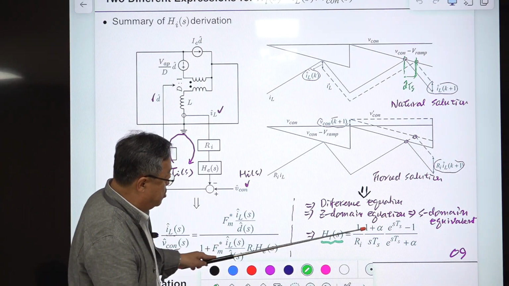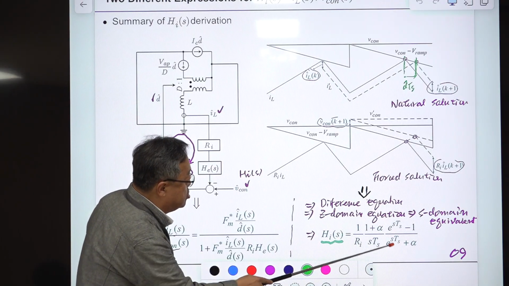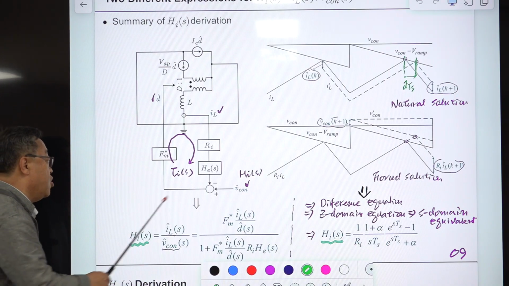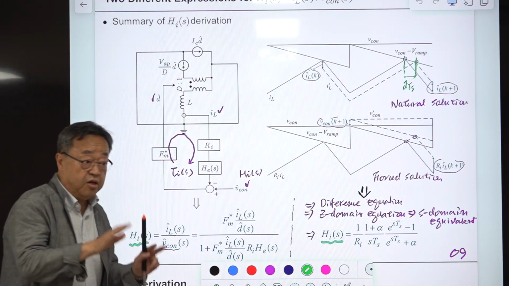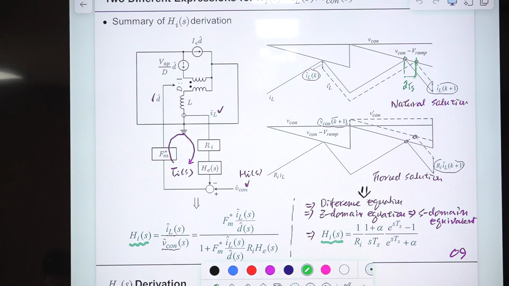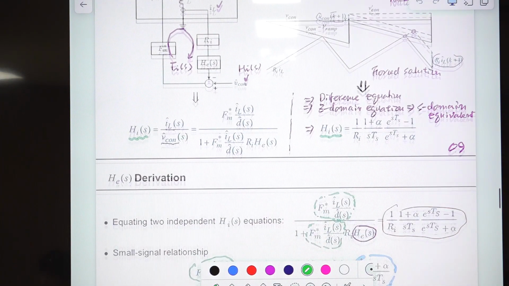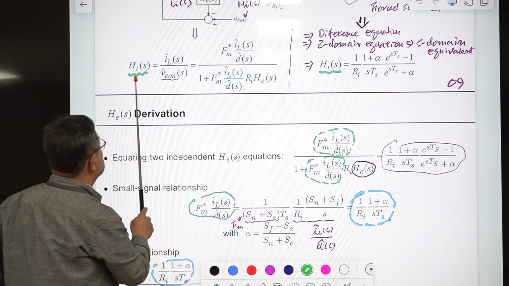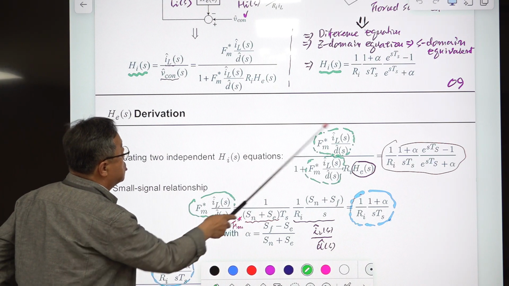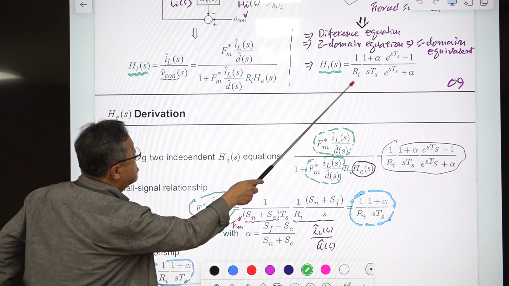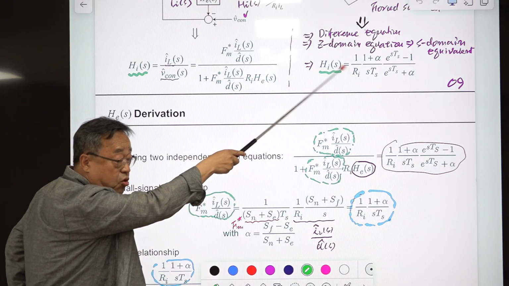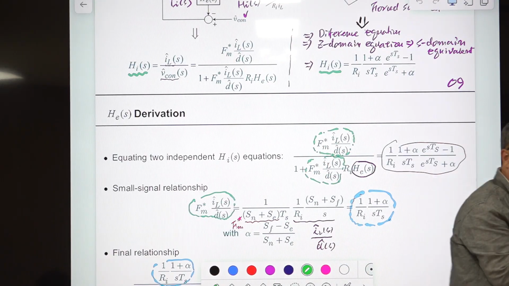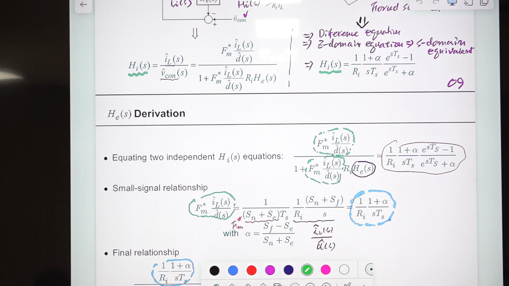So this is the S-domain equation, but it has this exponential function. Anyway, this is the S-domain equation. So we have one equation, we have another equation, they are the same thing. So we equate two equations here. Let me put it this way. So this is H_i_s, derived from this block diagram representation, and this is the H_i_s, derived from the geometric construction of PWM waveforms. So they are the same thing, because they are the same transfer function from the control voltage to inductor current.